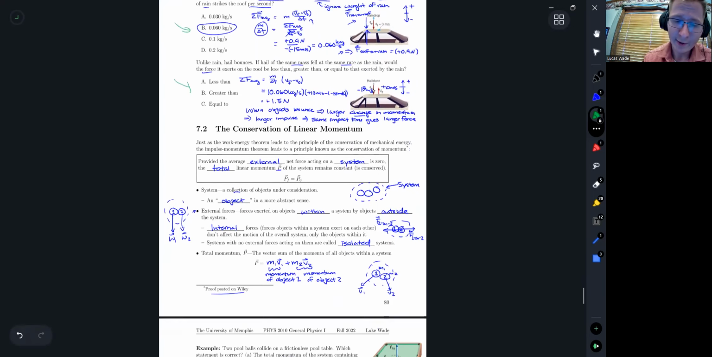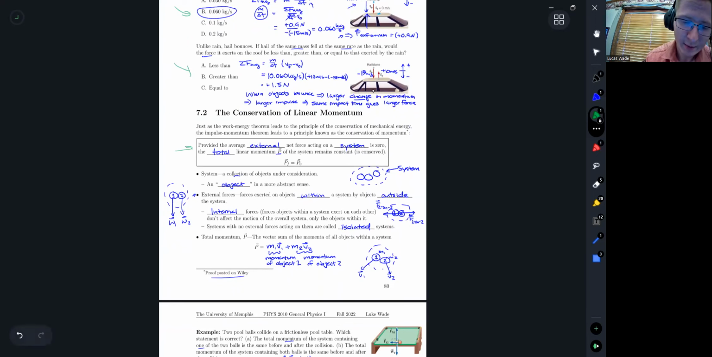And then like with the conservation of mechanical energy, you want to remember for the conservation of momentum what its requirement is: that the average external net force, really, when you're thinking about it, don't worry so much about average, but the external net force acting on a system is 0. So if all forces from objects outside the system acting on the system either are 0 or add up to 0, then the total momentum of that system remains constant or is conserved.